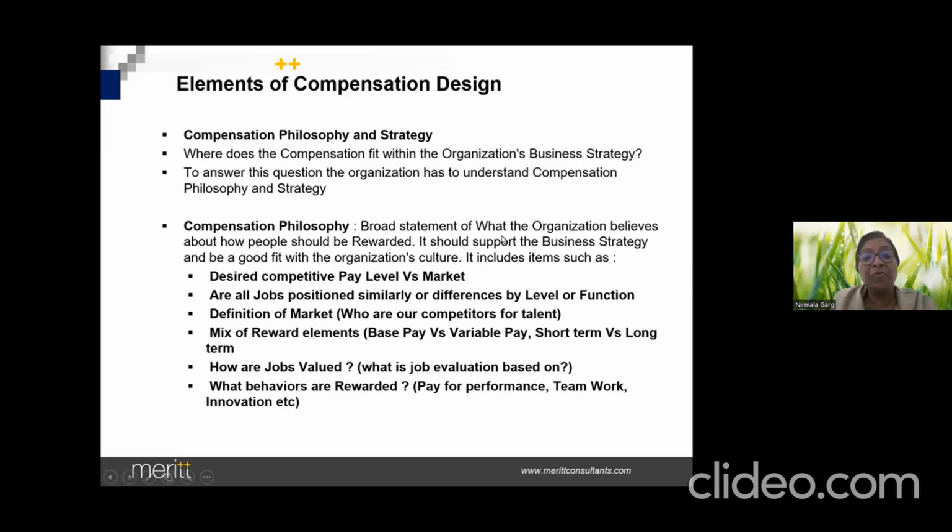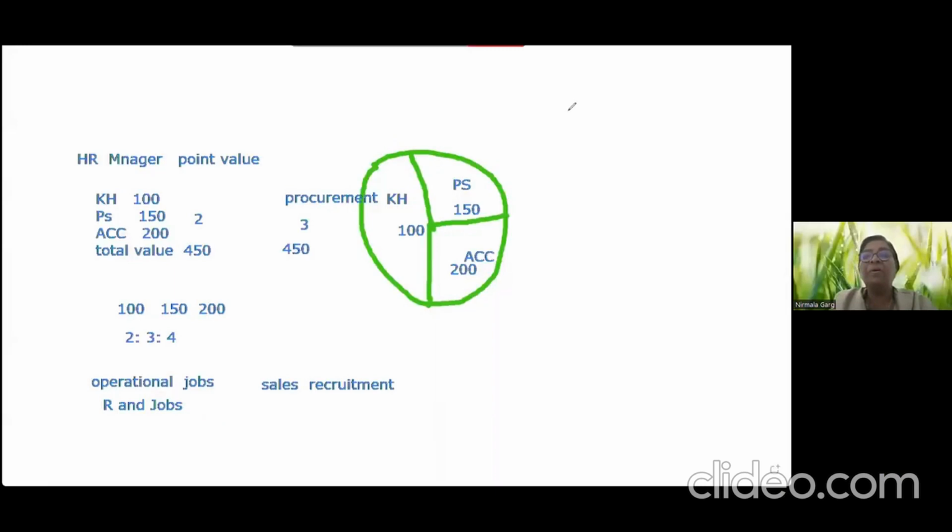Okay. So when we talk about external equity, it's all about what the market is paying in relation to similar jobs in my organization. When I'm doing that, typically I will use a free method of teaching so that you understand better. So when I want to know the market, how will I go about it? Essentially, when I get to know market pricing, I will then decide whether I have to lead the market, lag the market, or be on par.